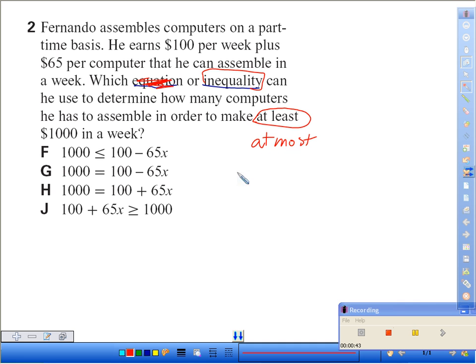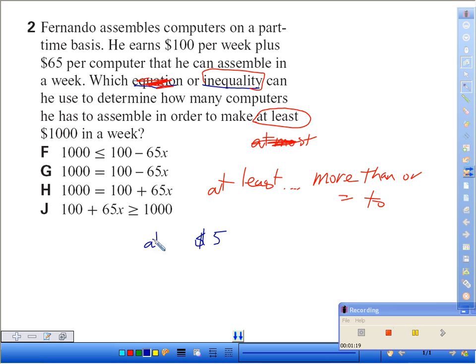And the way I interpret this keyword, at least, is kind of tricky. It means it could be more than or equal to whatever you're talking about. So for example, if I had at least $5 in my pocket, that means that's the very least I have. So I could have 6, I could have 7, and I also could have 5, because I've got at least 5. I could have all the way up to however much money there is in the world.